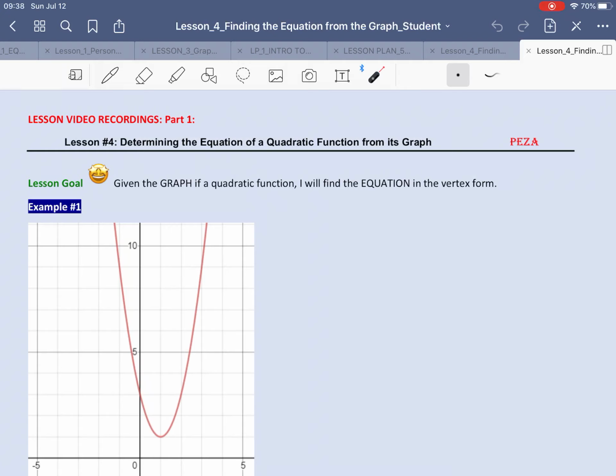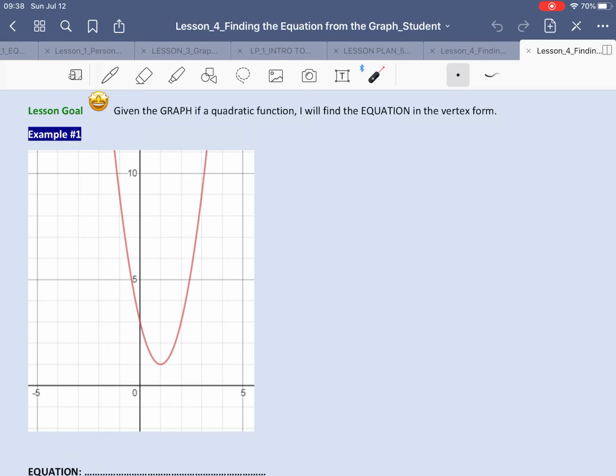Hello and welcome. In today's lesson, we will discuss how to find the equation of a quadratic relation in vertex form when given its graph. So I will explain this through two slightly different examples. The first example, we are given this graph. It's a parabolic shape, so it represents a quadratic relation.